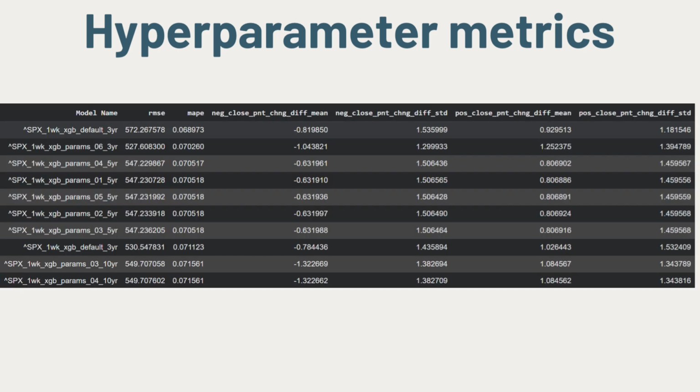So, how did it turn out? Honestly, the results are quite a mixed bag. Looking at the metrics, it is not clear that models with hyperparameter tuning will perform better. Model performance varies across the different time horizons of training data.